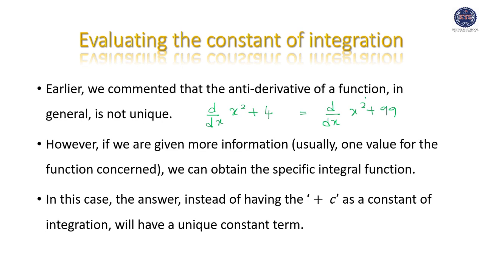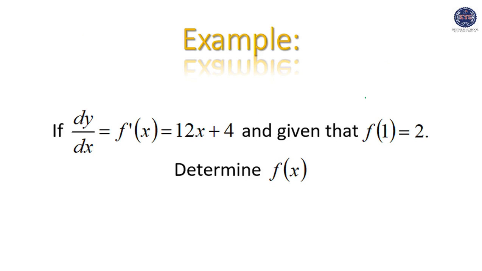Okay, so what we can do is, usually they will give us a specific, ataupun they give us an extra information so that kita boleh dapat the specific C constant. Okay, macam mana cara dia? Okay, from this example. So if dy over dx equal to 12x plus 4 and given that f(1) equal to 2. So f(1) equal to 2 is our information given lah. Okay, macam mana nak determine f(x)?